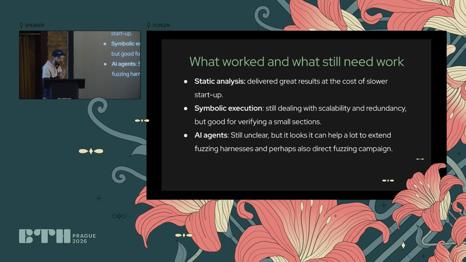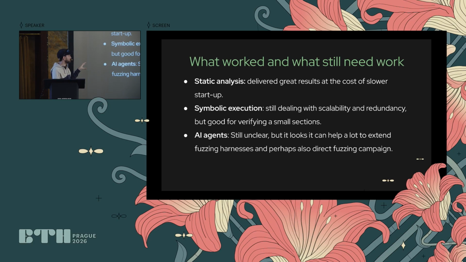So a few slides on what worked and what still needs work in smart contract fuzzers. In terms of auxiliary techniques, we have static analysis tools that help a lot, detecting interesting values. At the cost of slower startup, we have symbolic execution that over-promises and under-delivers, but I think we can still make it useful, especially for verifying small pieces of the contracts, or finding really hard values that the fuzzer would take a lot of time to find.